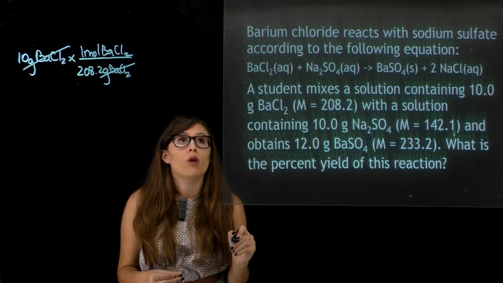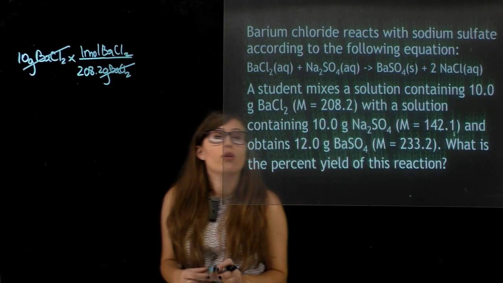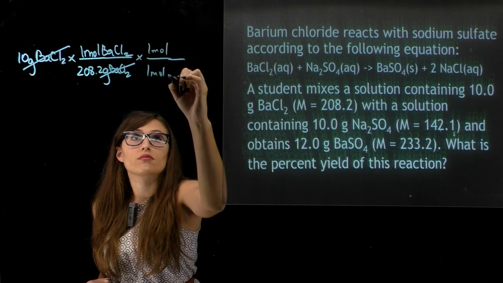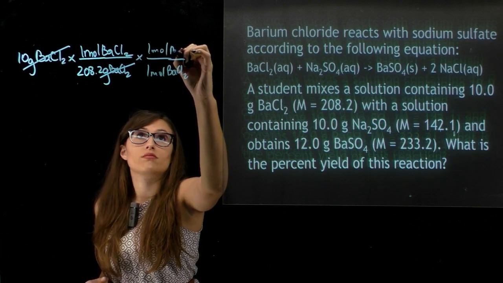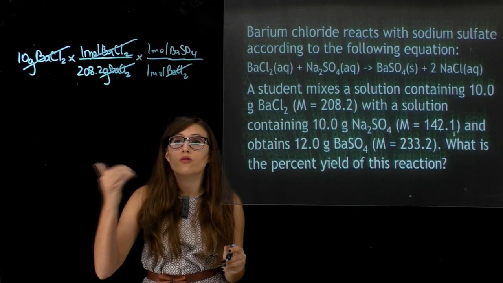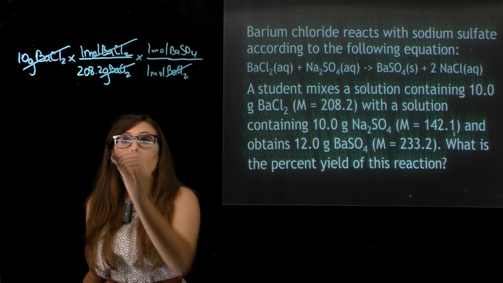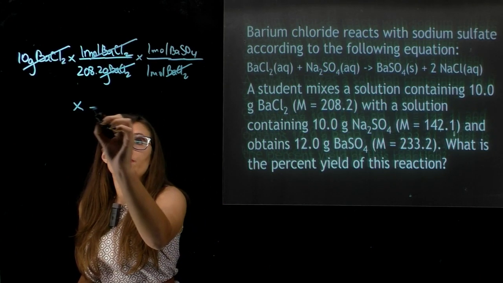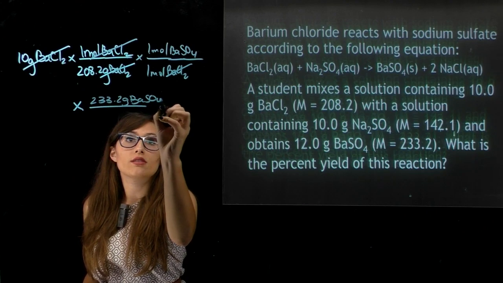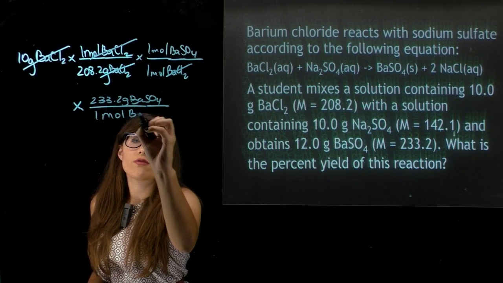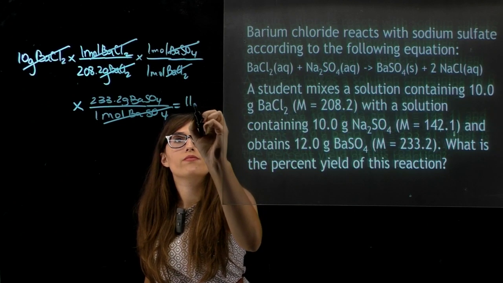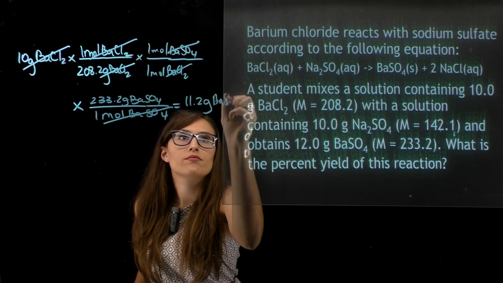Then we use the molar ratio, so 1 mole of barium chloride for 1 mole of barium sulfate. So it's a 1-to-1 ratio. Moles and moles cancel out. And then we have to convert moles of barium sulfate to grams of barium sulfate. We multiply by the molecular weight of barium sulfate, which is 233.2 grams of barium sulfate over 1 mole of barium sulfate. Moles and moles cancel out, and we end up with 11.2 grams of barium sulfate.